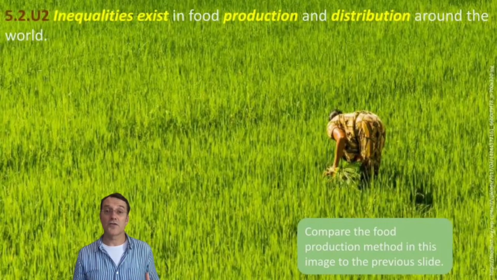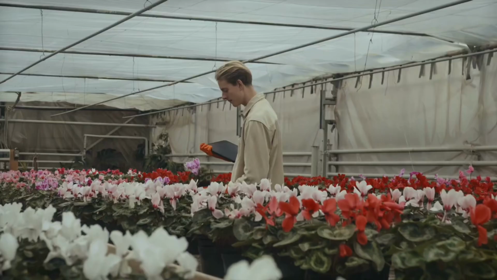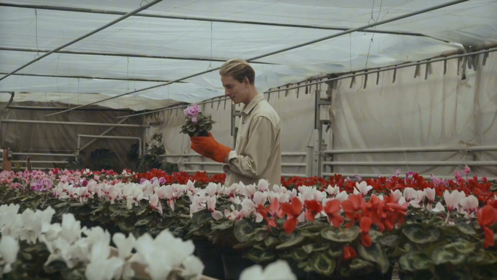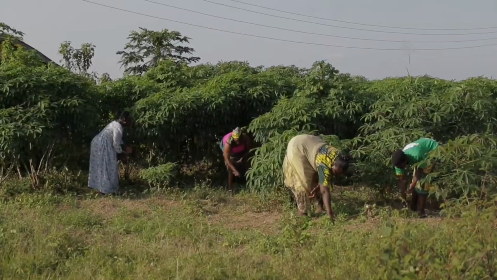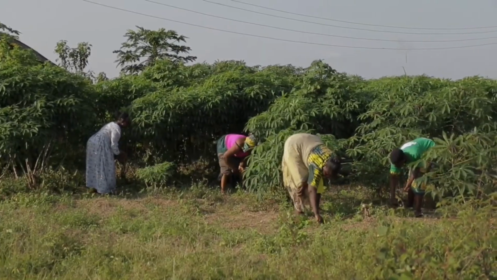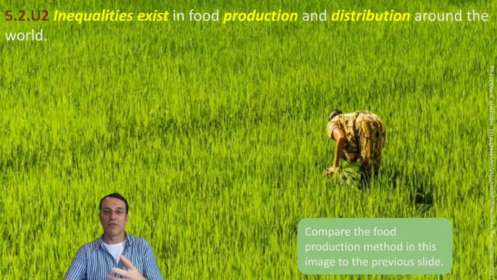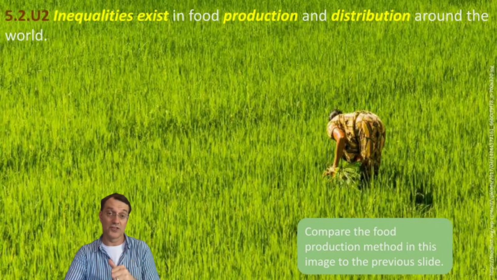There's a stark contrast in how food is produced around the world. While some regions use high-tech industrialized methods, others rely on traditional small-scale farming. This difference isn't just about technology. It reflects bigger inequalities in resources, knowledge, and market access. Those are particularly apparent, again, in the differences between LEDCs and MEDCs. These disparities affect not only how much food is produced, but also who has access to it.